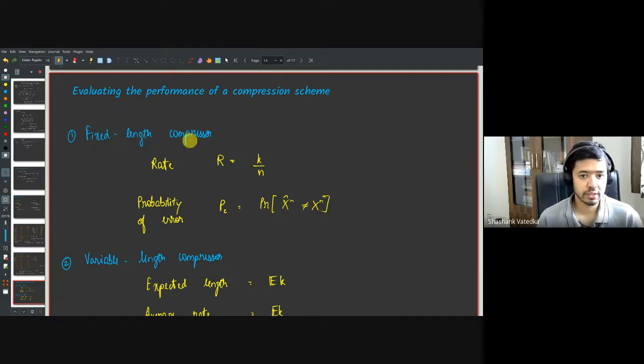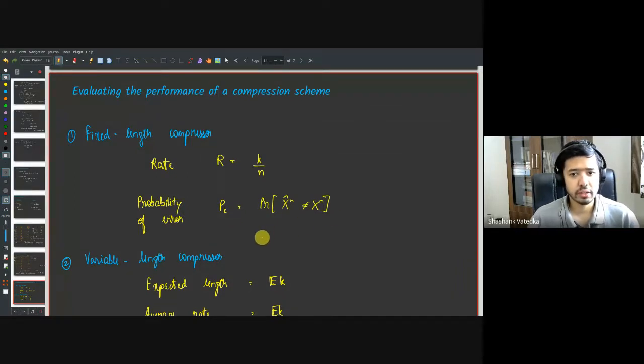So for a fixed length compressor, obviously, if you want to achieve a rate which is less than 1, or a non-trivial rate, then some of the sequences are going to be in error. You're not going to be able to recover the input exactly if you demand that k is fixed, because obviously two different source sequences will have to be mapped to one compressed sequence. So there is an associated probability of error.